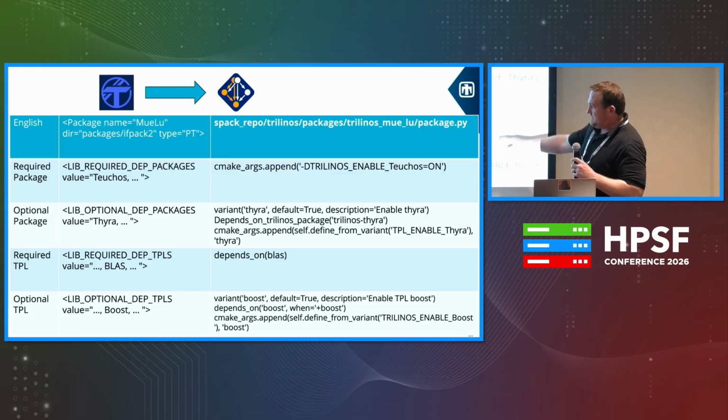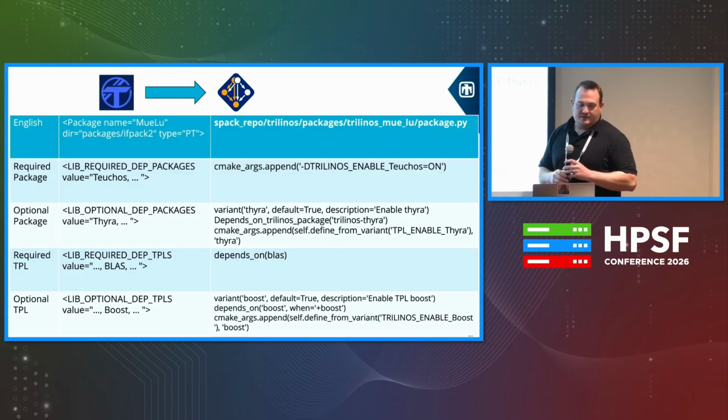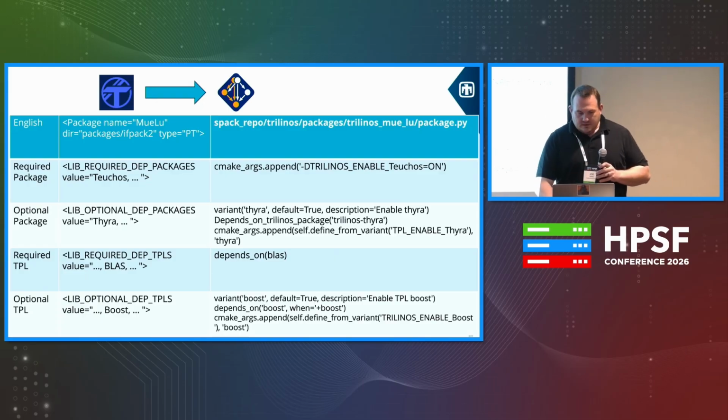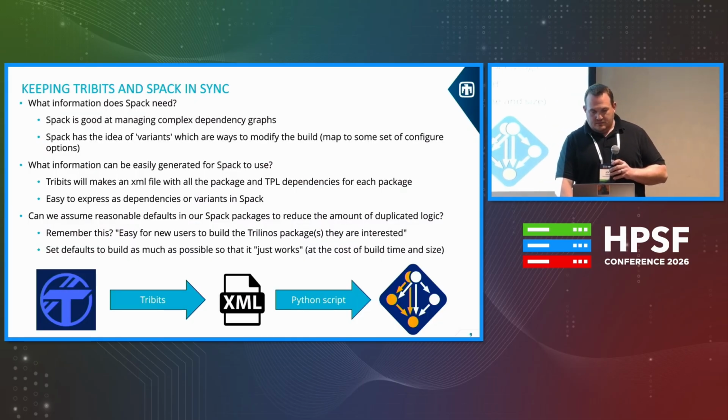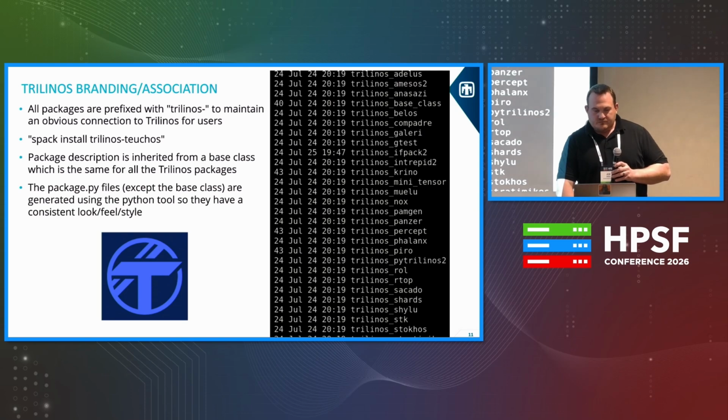For an optional TPL, you do a variant. It's similar here: variant depends on, and then an optional CMake option to tell Tribits about it. That's the other way. All right, so about the Trilinos branding and association.